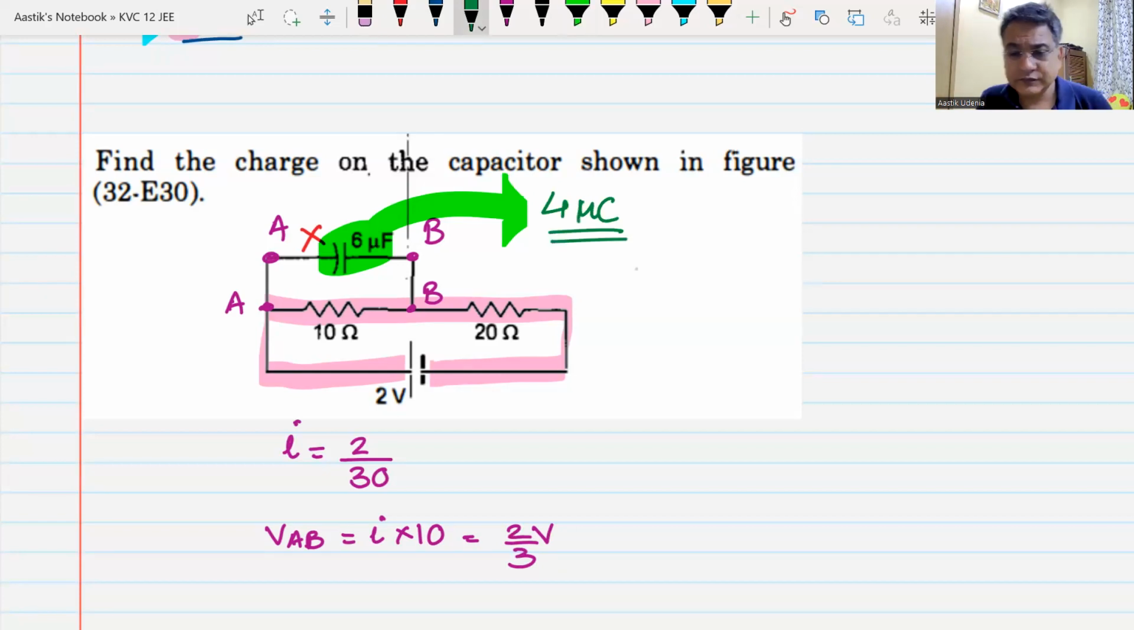Do we understand this? Everyone understands this? I am not getting response from all of you. Do we understand this? No, sir. What have you not understood? Which part? Sir, once again, VAB, how?